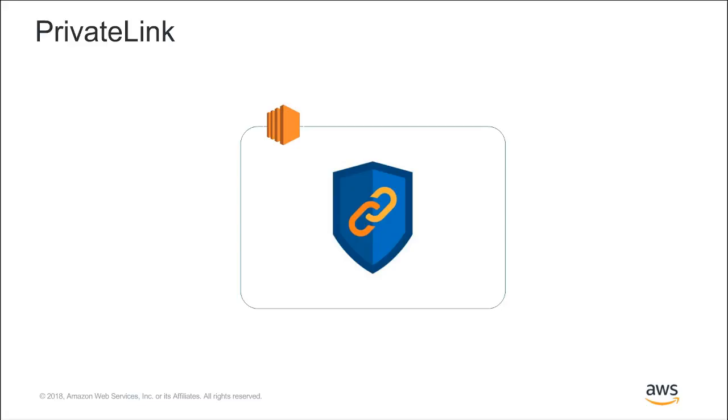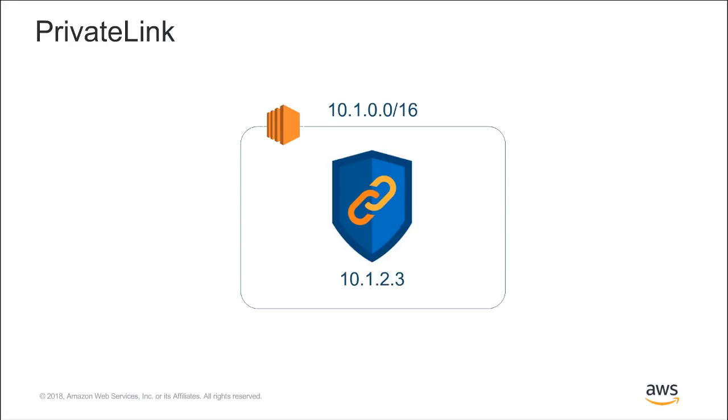With PrivateLink, it's more like the service is in your VPC. And so what does that mean? It means that the service itself uses a private IP address from your own VPC's range that you've decided. It actually uses one or more IP addresses, one per availability zone.